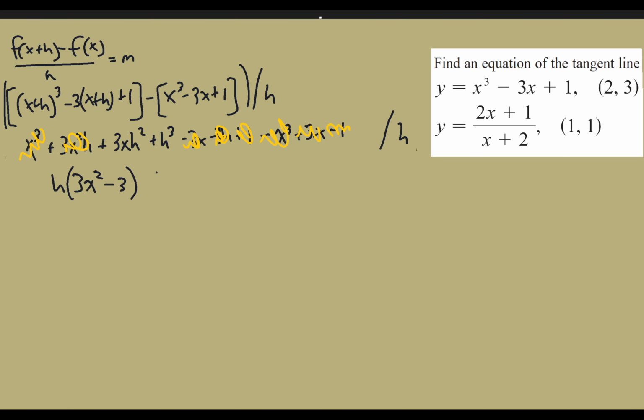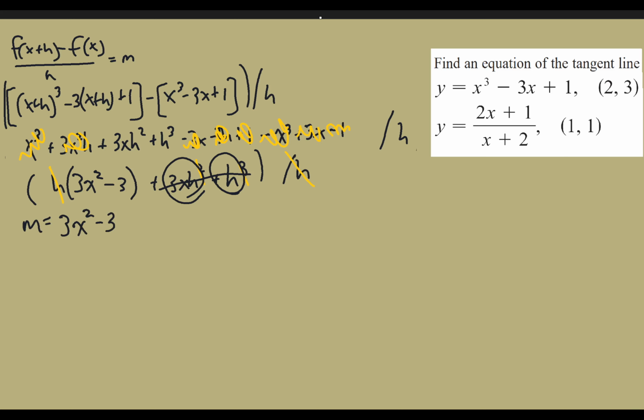And then we also have a plus 3xh squared and a plus h cubed here. And all this is divided by h. So we can cross an h off. That'll become an h squared, that'll become an h, and this will go away. And then, now that we've simplified as much as possible, we can remember that h is 0. So this is a 0, this is a 0, those are out. And what we're going to find is that the slope is 3x squared minus 3.